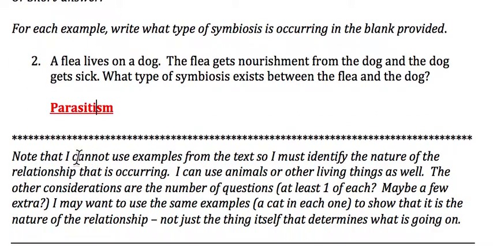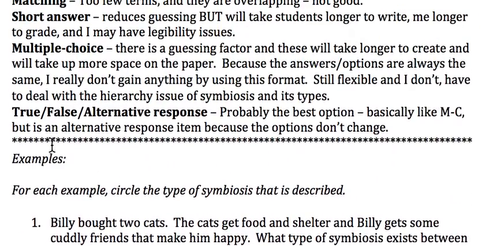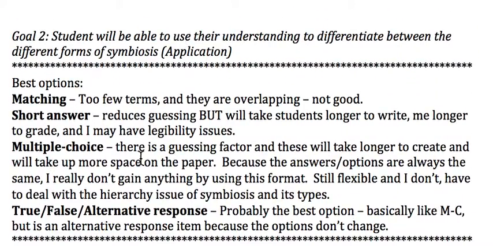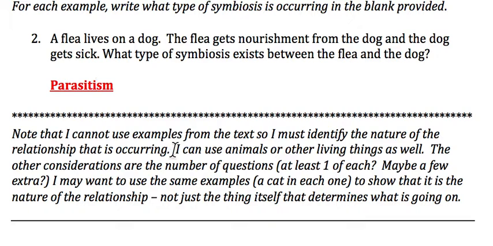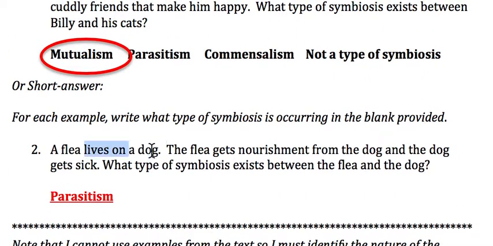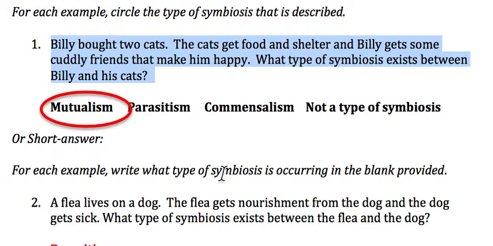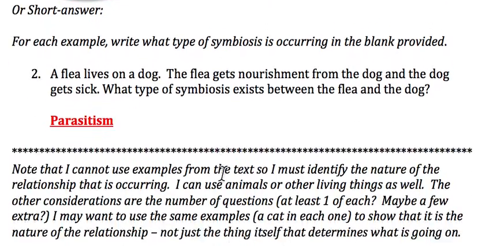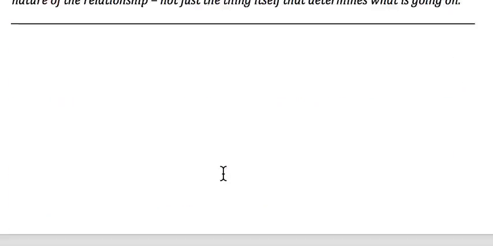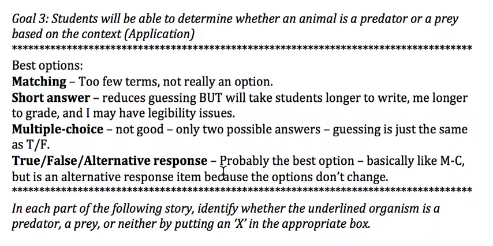Now, because this is an application level goal, I want you to remember that you can't use examples from the text, so you have to identify the nature of the relationship that is occurring. I can use animals that they're familiar with, or I can extend the idea to humans and other applications of the idea of what is a mutualistic relationship, or a parasitic relationship, or a commensalistic relationship. Things you should know.